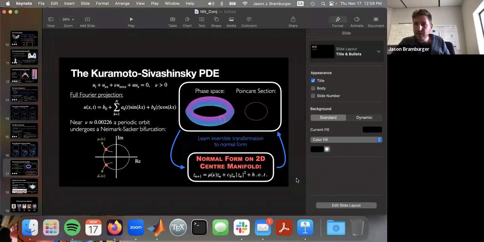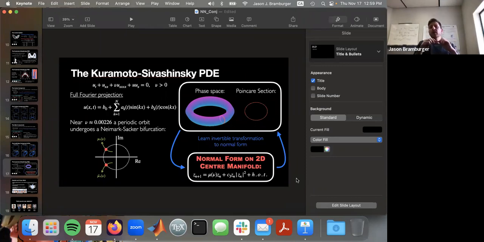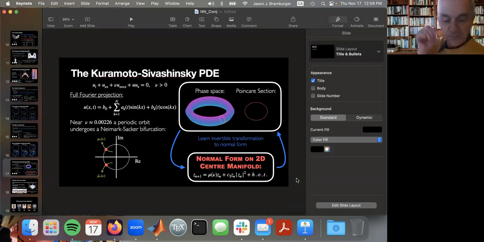Now I managed to talk so long that I forgot your second question. I apologize. Oh, the second question is, this is conjugacies for the maps, but usually they're given flows. So, do you have the same thing for the flows?